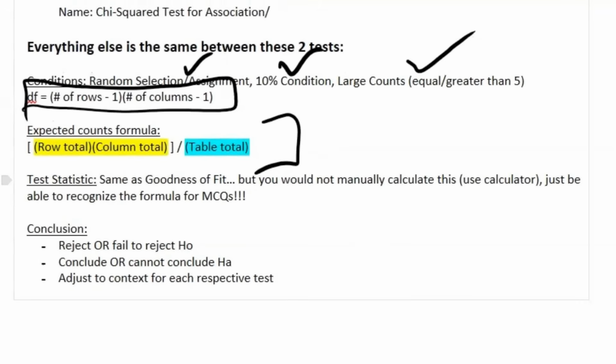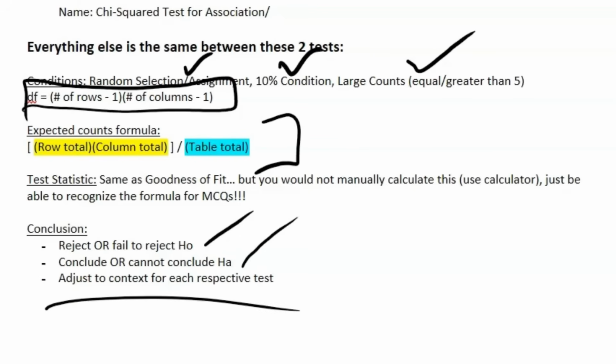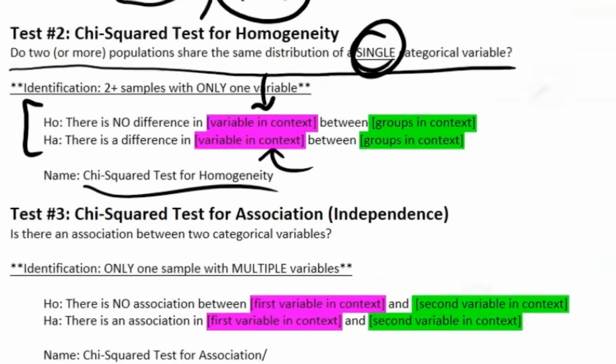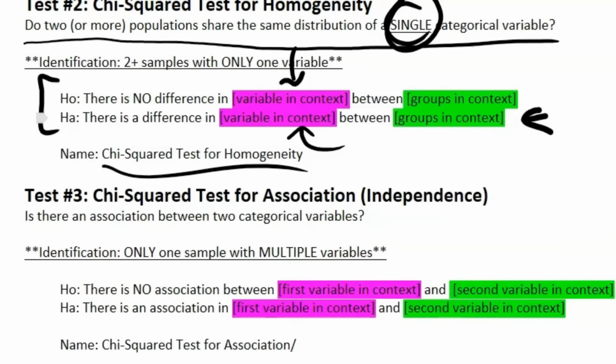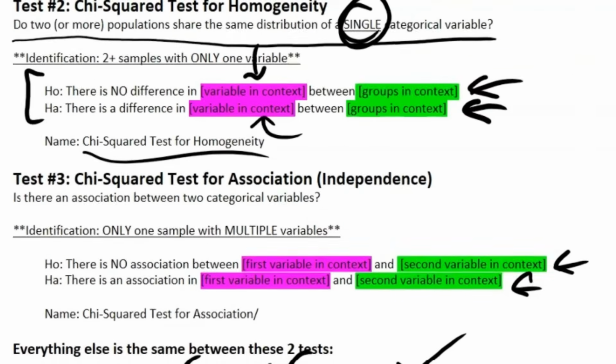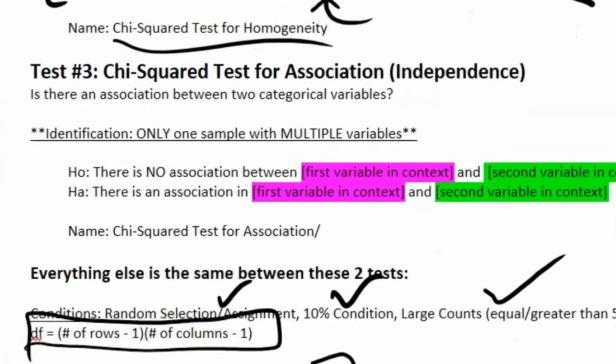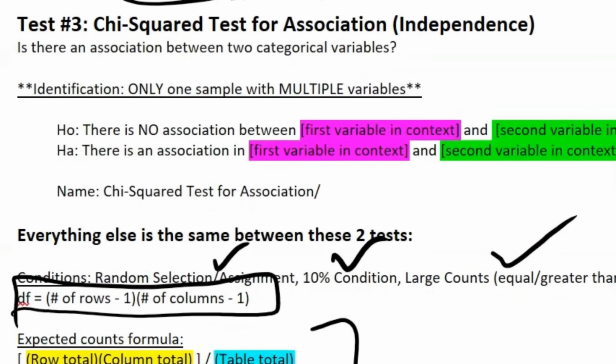But just in case, just recognize it for those multiple choice questions. And then for your conclusion, reject or fail to reject H0 just like before, conclude or cannot conclude Ha, and then just adjust the context based on each respective test, right? So when we're talking about the context part, make sure you are going back to your null and your alternative hypothesis.